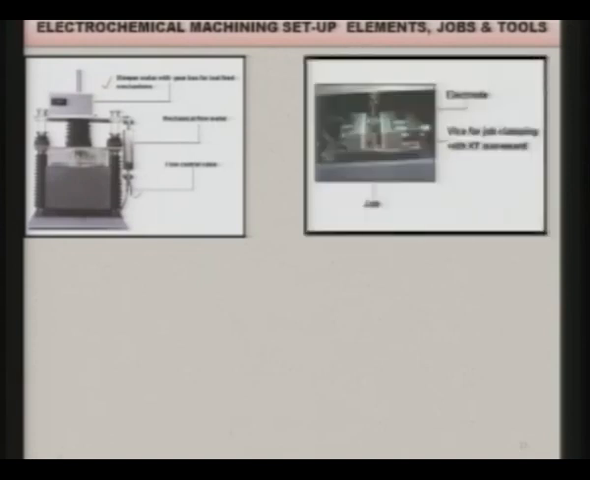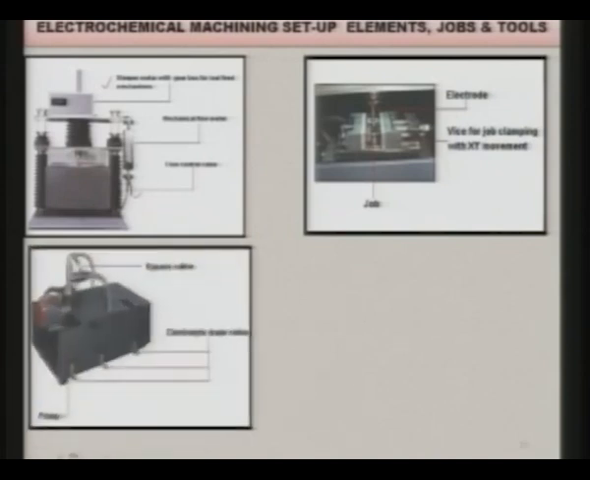Now, you can see in this figure clearly the job or the workpiece, and the fixture for job clamping with X and Y movement you can give here, and this is the electrode. Normally, the electrode is the tool. This is the tank where you store the electrolyte, then here is the motor, the pump is there and the bypass valve is there, and these are the three drainages through which you can take the used electrolyte, you can empty this tank and fill up with the new fresh electrolyte.